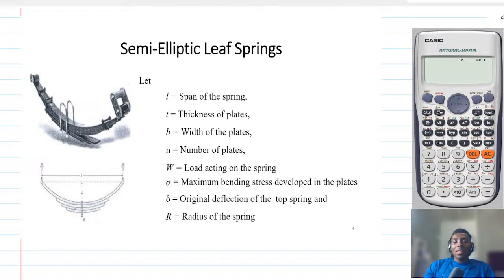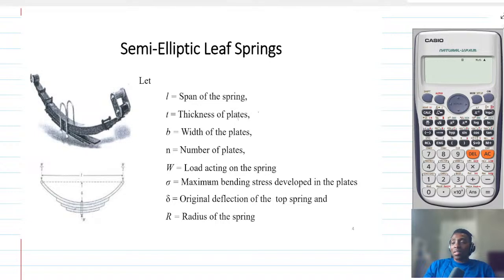Let's say that if I have a leaf spring, it will have a length or span, some thickness t. So L is the span or the length, t is the thickness, b is the width, and n is the number of plates. W is the load acting on the spring, and sigma is the maximum bending stress developed in the spring. Then there is the central deflection of the spring, and R is the radius.